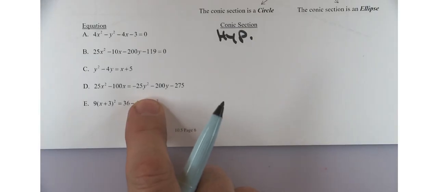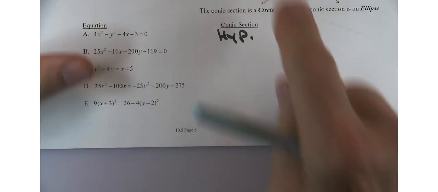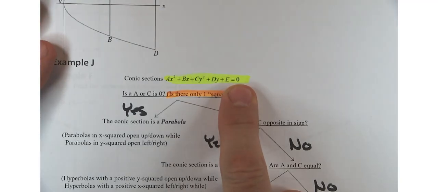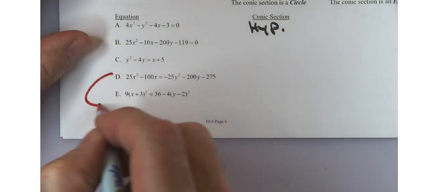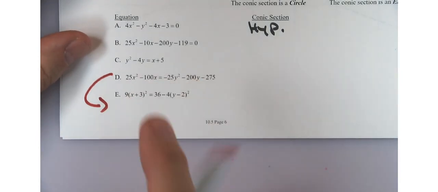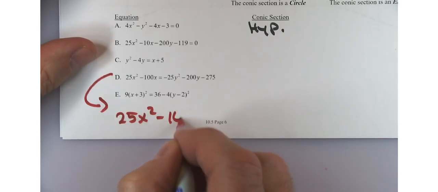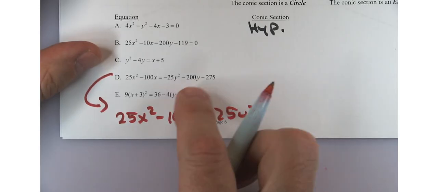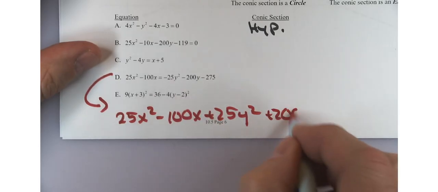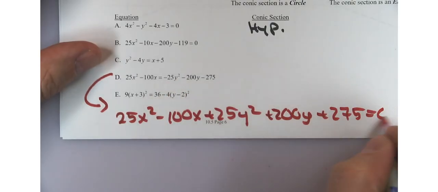Nice. How about down here? Well, with example D, there's a little something you've got to be aware of. And that little something is up here. You have to have this thing set to 0. So before you work with example D at all, you've got to rewrite it. All these terms on the right-hand side have to be moved to the left-hand side. So it'd be 25x squared minus 100x plus 25y squared plus 200y plus 275 equals 0.